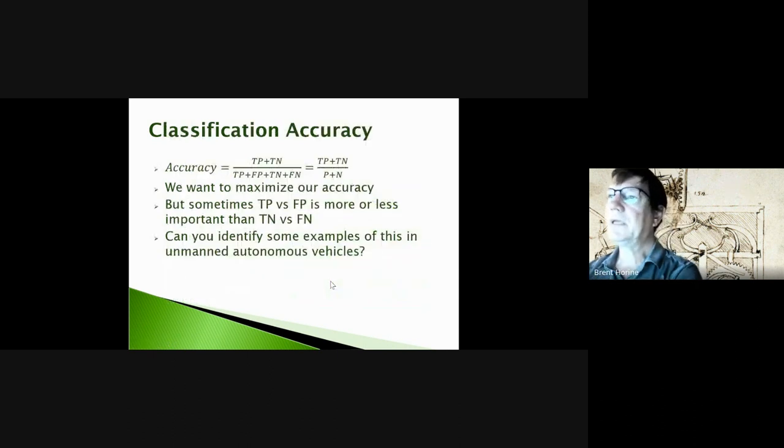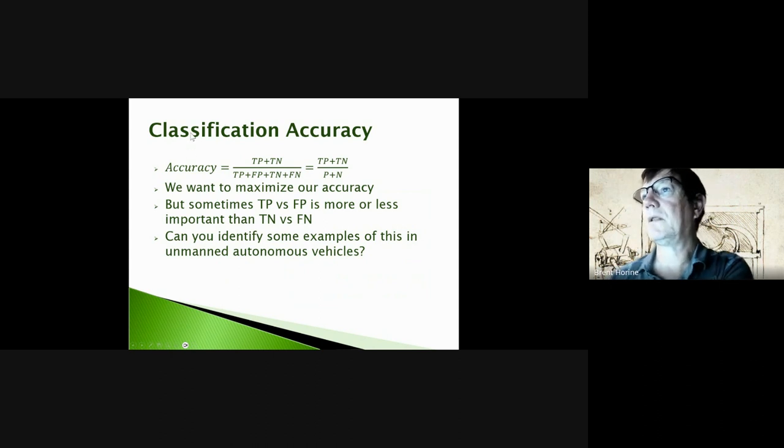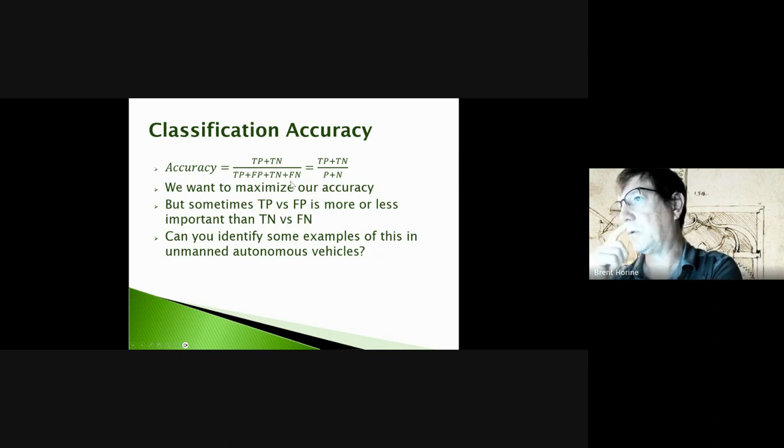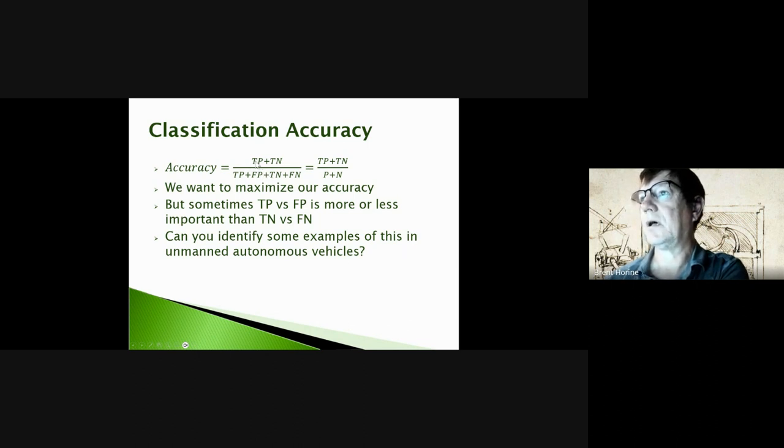So with that, now we can calculate accuracy, right? So how well are we doing at classification? This is important, as we'll see. Here we would have our true positives plus our true negatives divided by the total count, so our true positives, false positives, true negatives, and false negatives, or P plus N. We want to maximize our accuracy, right? That would be great. But sometimes true positive versus false positive is more or less important than true negative versus false negative.